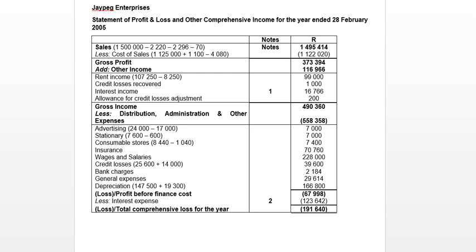So always start with your heading. So we've got JPEG Enterprises. We're looking at the statement of profit and loss and other comprehensive income, and this is for the year ending 28th of Feb 2005. So that's an easy 1 to 2 marks that you always need to get. Then you need to write down your format. This statement has a fixed format, and if you write it down, then it will be easy for you to then just slot in the values wherever it relates to.